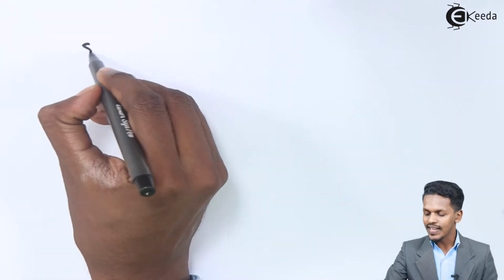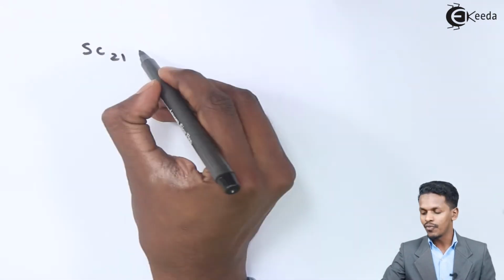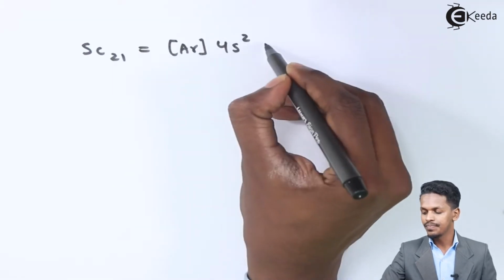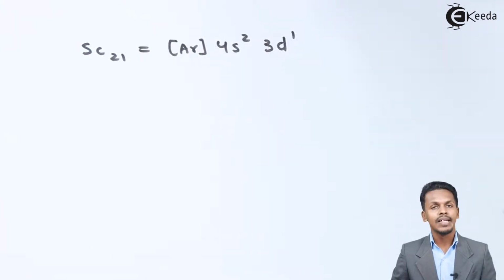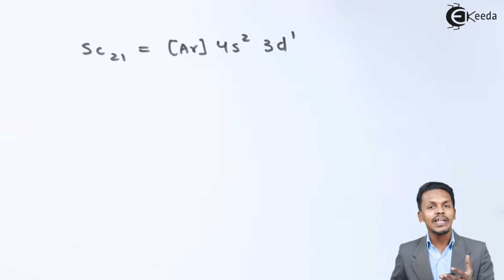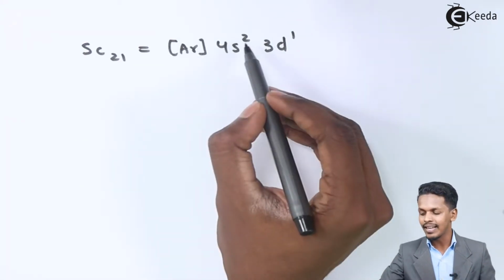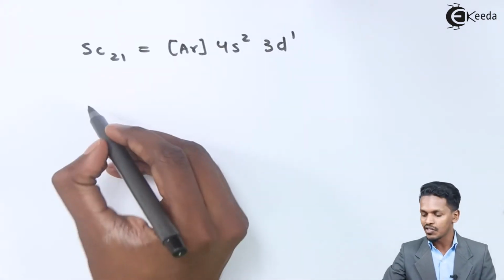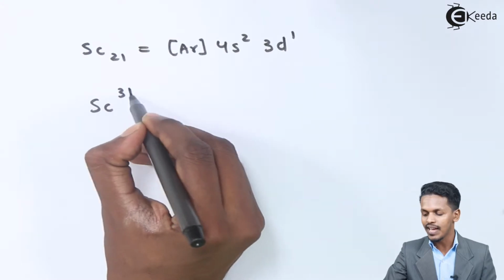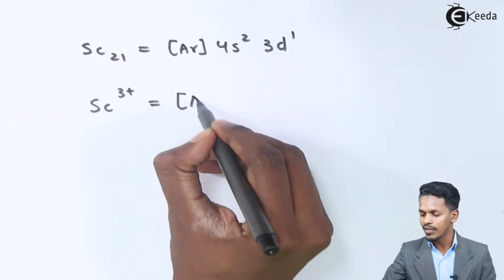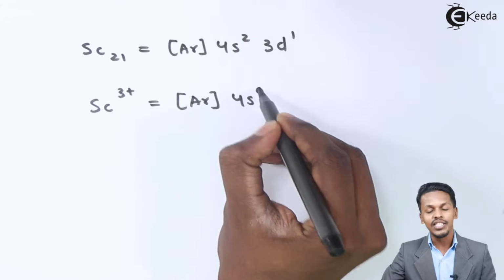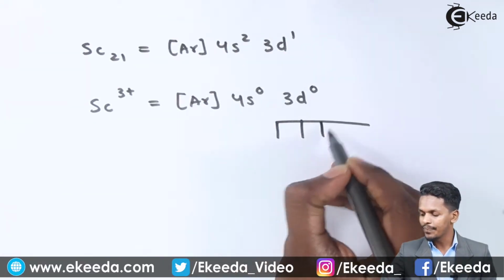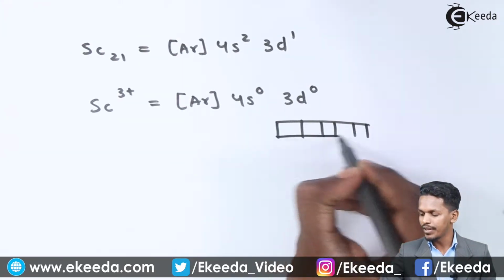Suppose friends, I'm talking about Scandium, which has an atomic number of 21, so we could write it here as argon 18, 4s2, 3d1. In this case, if I'm talking about the Scandium 3+ ion, it means these 2 electrons along with this 1 electron will get removed, and the only thing left is Ar 4s0 3d0.